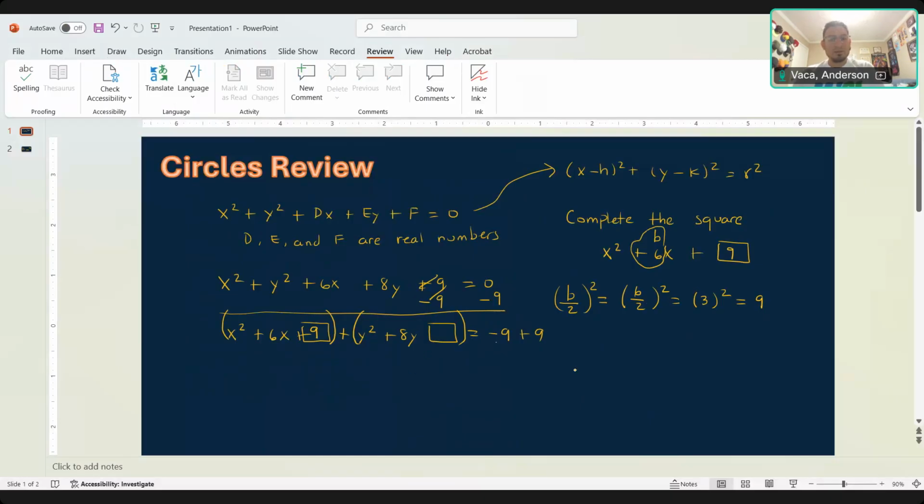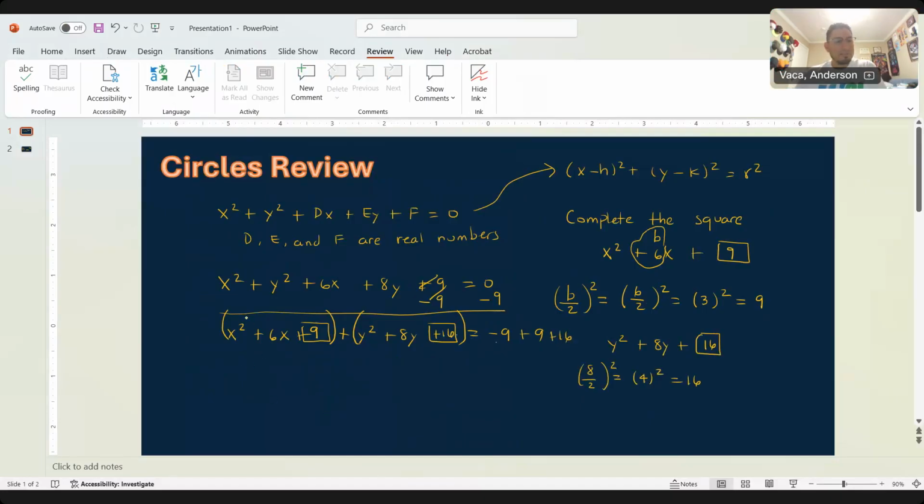Let's complete the square on the y terms. We have y squared plus 8y. Again, we have this blank. We take 8, which is the b value, divide by 2. 8 divided by 2 is 4. 4 squared is equal to 16. So in this case, the number 16 will complete the square.